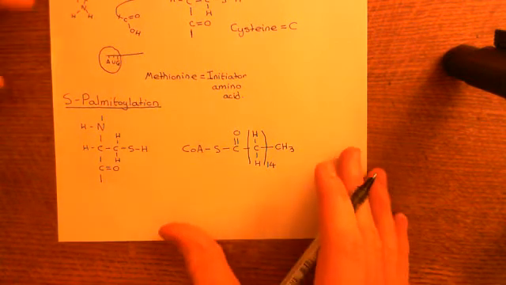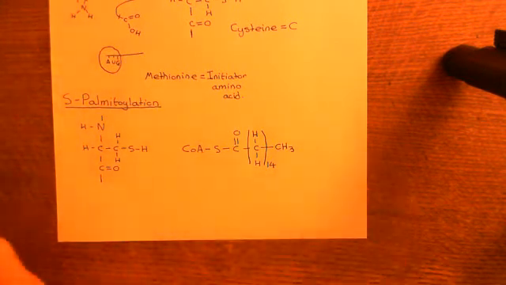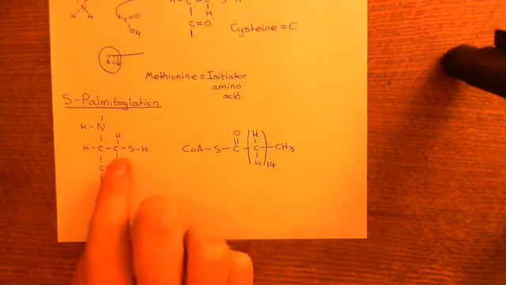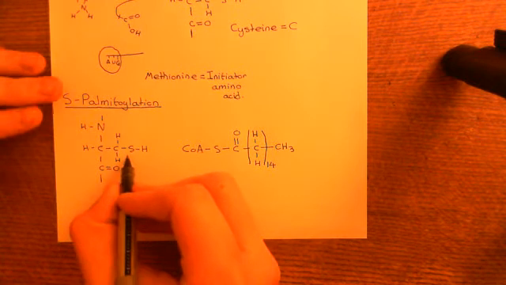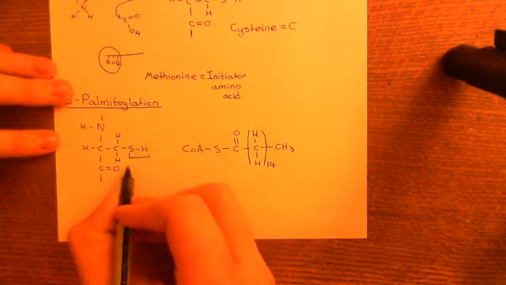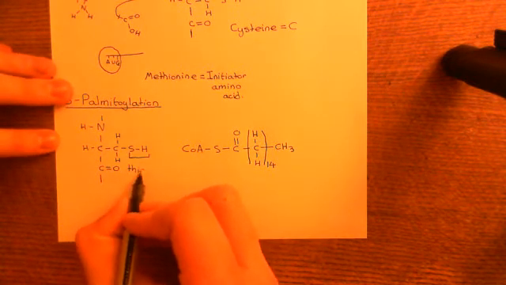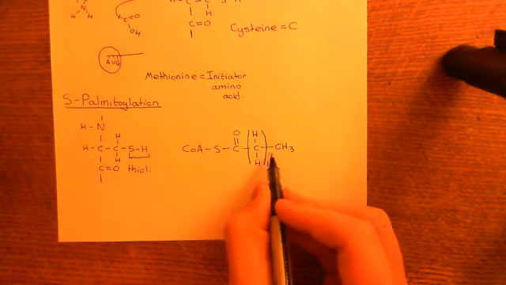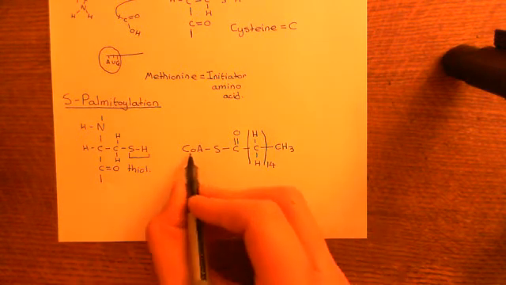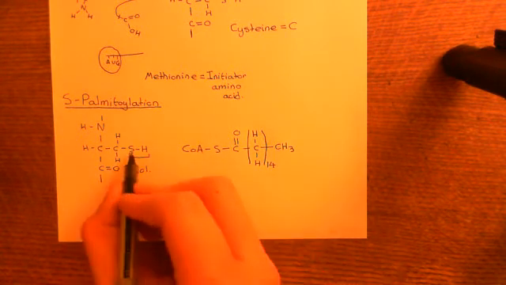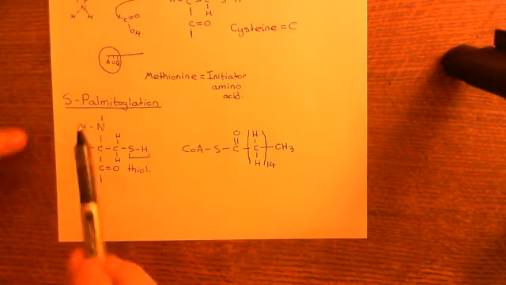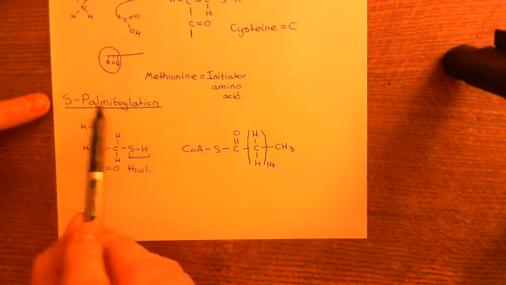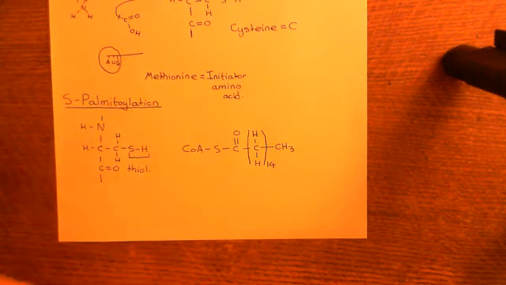Now, this time what's going to happen is we're going to transfer this palmitoyl group onto that thiol group there. So notice we have another thiol group here on our cysteine residue, and basically what we're going to do is transfer the palmitoyl group from the thiol group of the coenzyme A molecule onto the thiol group of the cysteine residue. Right, and that's why it's called S-palmitoylation, because we're adding it onto a sulfur atom.